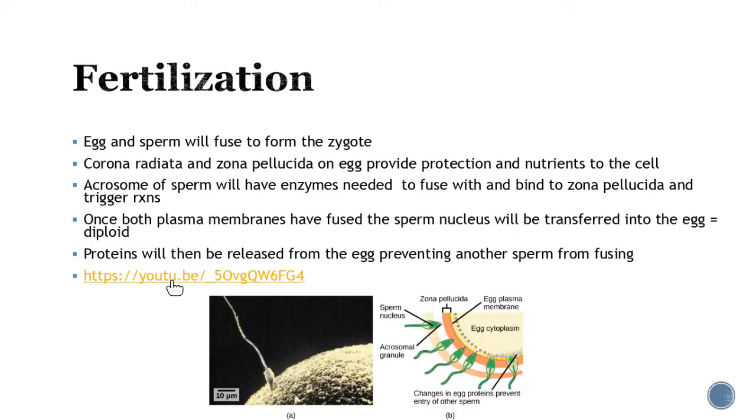from fusing with it. So this is a video that goes through that process, and it'll be a good review video from the last lecture too, talking about how it progresses once it's ovulated down the fallopian tubes, and then it hits on some of the things that we're going to talk about on the next slide too.